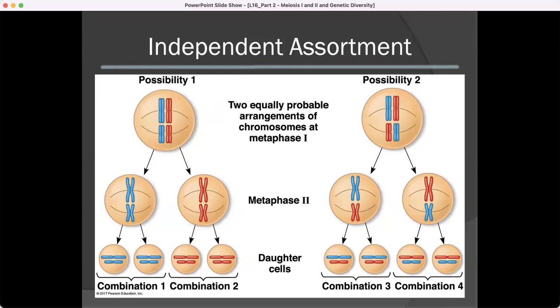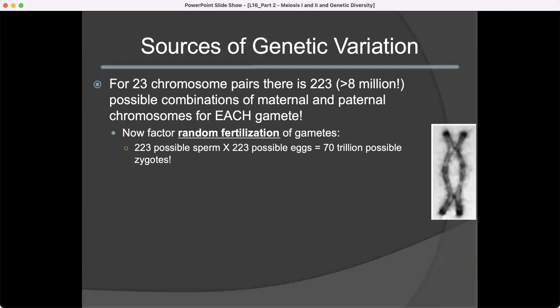Consider that we have 23 different chromosomes for this to occur in. So you can start to see the different combinations that we can have can increase the variability astronomically. So for 23 chromosome pairs, there's a unique combination of both maternal and paternal chromosomes for each gamete that we produce.